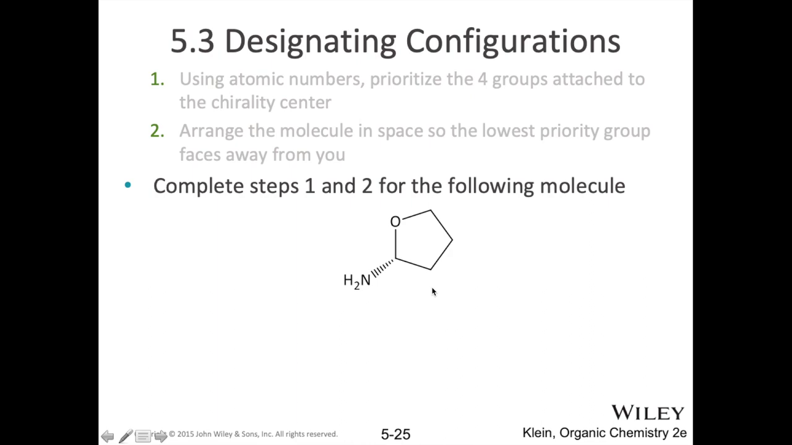So with that in mind, see if you can practice that. Go ahead and try to assign priority groups, and then try and arrange this so that the lowest priority group is pointing away from you. Okay, so the lowest priority group, which you can't see here, is the hydrogen that's on this carbon. Okay, so here's your chiral center. That hydrogen is pointing towards you because that nitrogen is pointing away from you. You want to rearrange this molecule so that that hydrogen is pointing away from you and that nitrogen is pointing towards you.